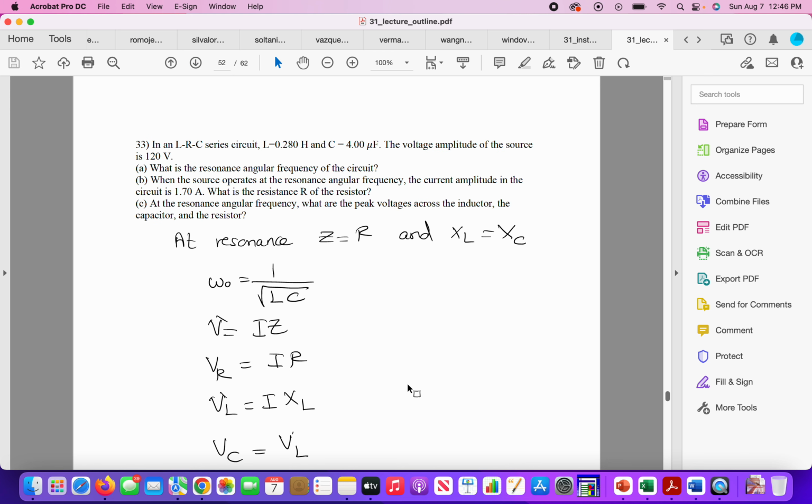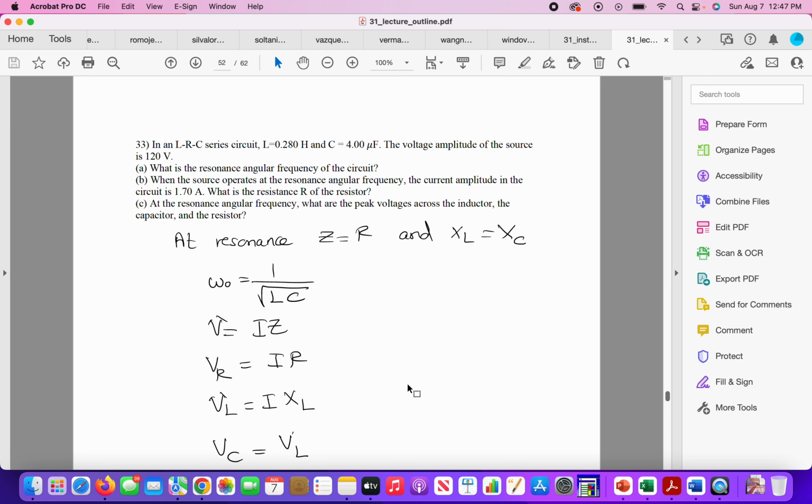In an LRC series circuit, L is 0.280 Henry and C is 4 microfarads. The voltage amplitude of the source is 120. What is the resonance angular frequency of the circuit? Okay, maybe this one should be before that one. When the source operates at the resonance angular frequency, the current amplitude in the circuit is 1.70 amperes. What is the resistance R of the resistor at the resonance angular frequency? What are the peak voltages across the inductor, the capacitor and the resistor?